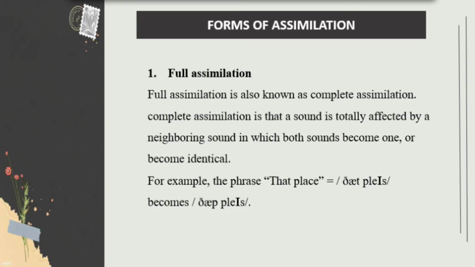Now I will explain about the forms of assimilation. There are two kinds of forms of assimilation. First is full assimilation, and the second is partial assimilation. Full assimilation is also known as complete assimilation. Complete assimilation is that a sound is totally affected by a neighboring sound, in which both sounds become one or become identical. For example, the phrase "that place" becomes "the place."